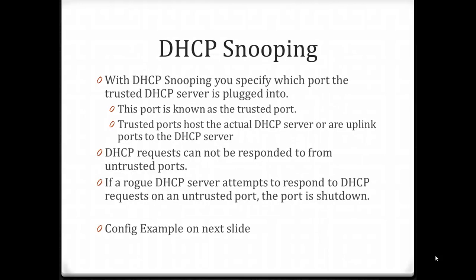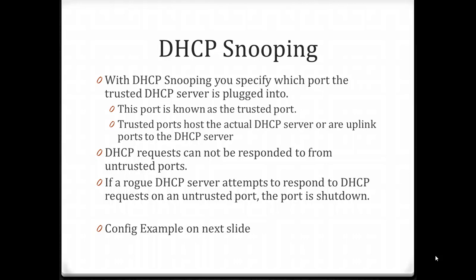DHCP snooping. With DHCP snooping, you specify which port the trusted DHCP server is plugged into. This port that the real DHCP server is plugged into is known as your trusted port. Trusted ports are either going to host the actual DHCP server or an uplink that's eventually going to get you to the trusted DHCP server. All DHCP requests from untrusted ports would not be responded to. Only DHCP requests from the trusted ports are responded to.